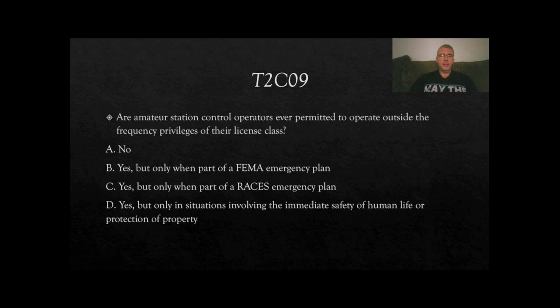Number 9. Are amateur station control operators ever permitted to operate outside the frequency privileges of their license class? A. No. B. Yes, but only when part of a FEMA emergency plan. C. Yes, but only when part of RACES emergency plan. D. Yes, but only in situations involving the immediate safety of human life or protection of property.